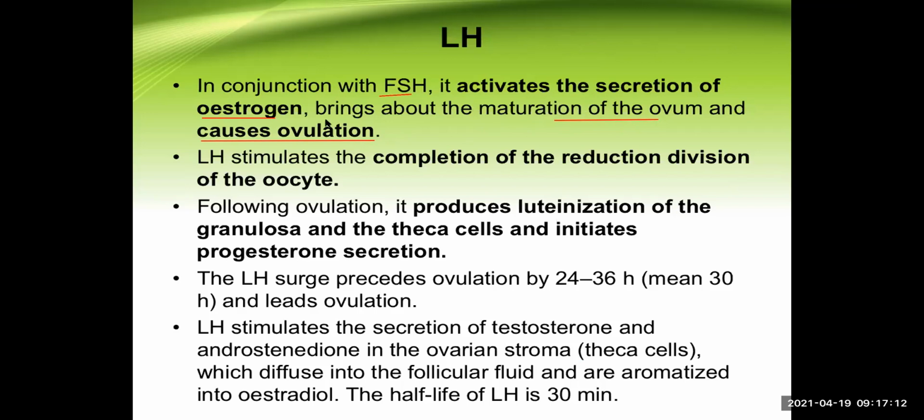and it activates the secretion of estrogen. LH stimulates the completion of the reduction division of the oocyte. Following ovulation, it produces luteinization of the granulosa cell and the theca cell and initiates the progesterone secretion. This is the synthesis or formation of corpus luteum. So corpus luteum formation is done by LH.